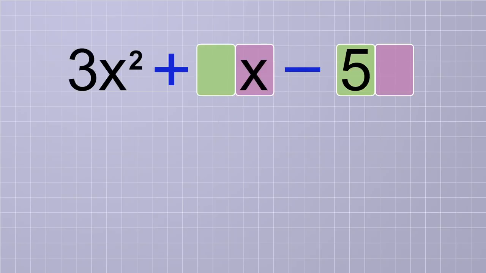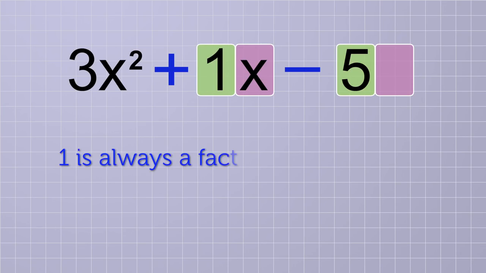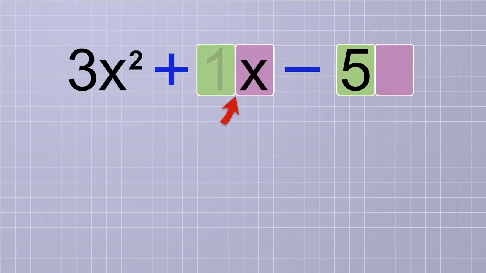Well, the middle term is easy to explain. There really is a number part there, but it's just 1. Do you remember how 1 is always a factor of any number? But since multiplying by 1 has no effect on a number or variable, we don't need to show it. So if you see a term in a polynomial that has only a variable part, you know that the number part, or coefficient, of that term is just 1.